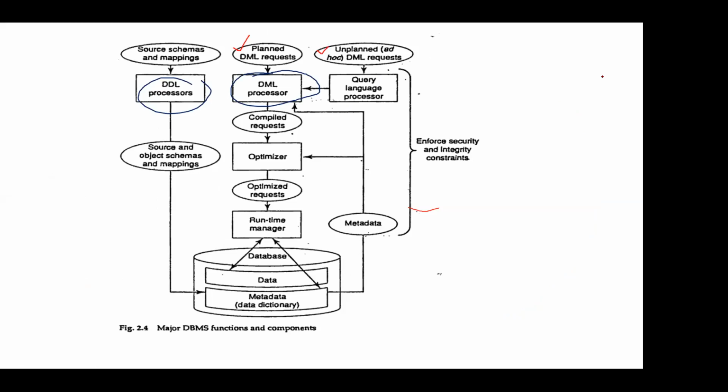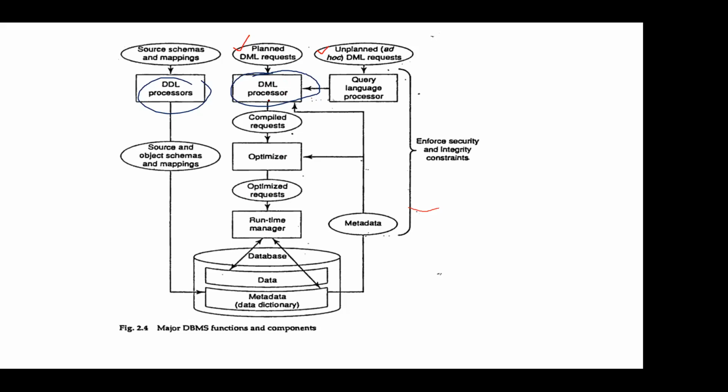The DBMS requests may be planned or unplanned. All these requests are forwarded by the DBMS software through the DML processor. With the help of the optimizer, under the control of the runtime manager, we execute the planned and unplanned requests. Now we will see what a planned request is.